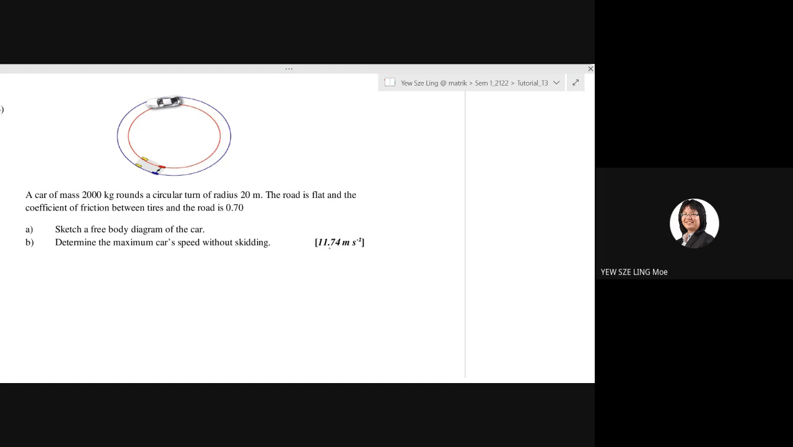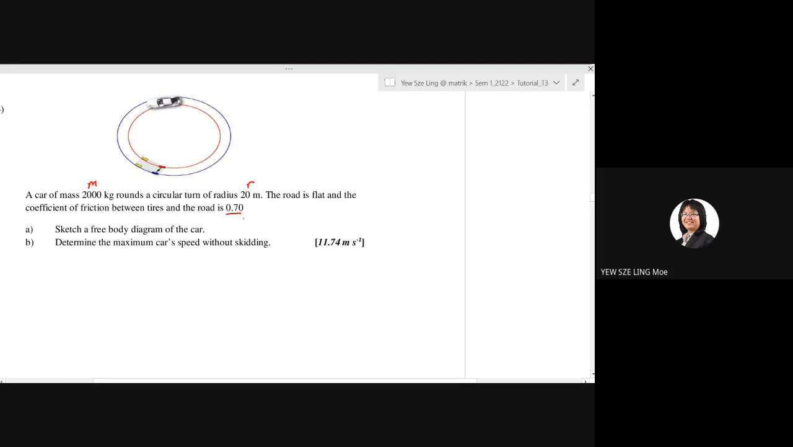Question 4: you have a car of mass 2000 kg. So this one is your mass. It rounds a circular turn of radius R. The road is flat, and the coefficient of friction between tires and the road is 0.70.